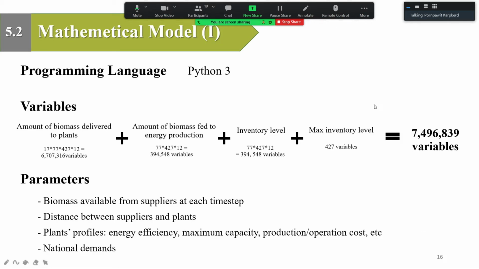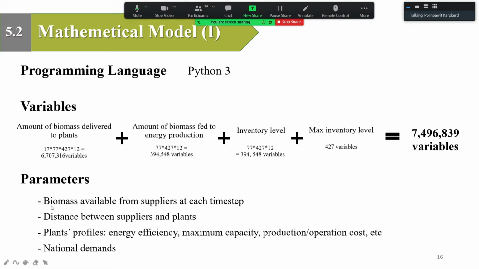For the mathematical model, I use Python 3 to do the linear programming. I have 4 groups of variables. The first one is the amount of biomass delivered from suppliers to power plants at each time period. The second group is the amount of biomass fed into the energy production process. The third is the inventory level, and the last one is the maximum inventory level. So in total, I have almost 7.5 million variables.